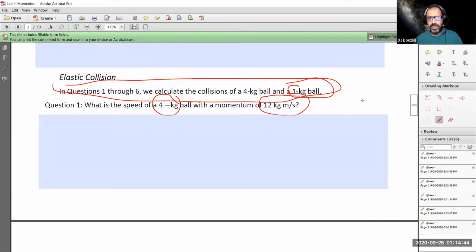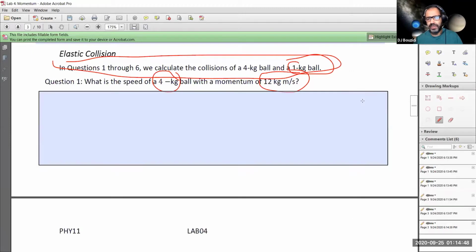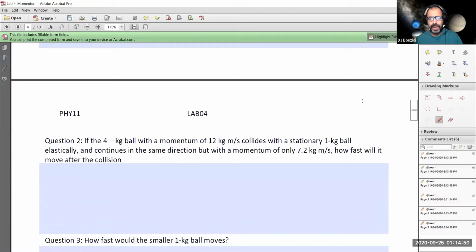So the velocity, or the speed, is 3 meters per second. That's the correct answer to question number 1. Question number 2.